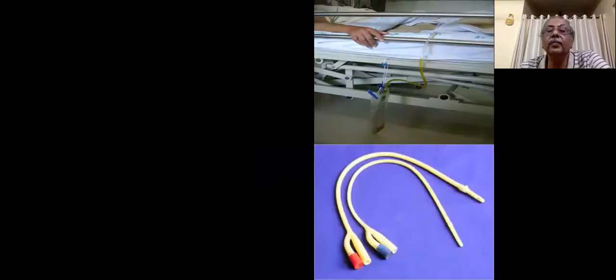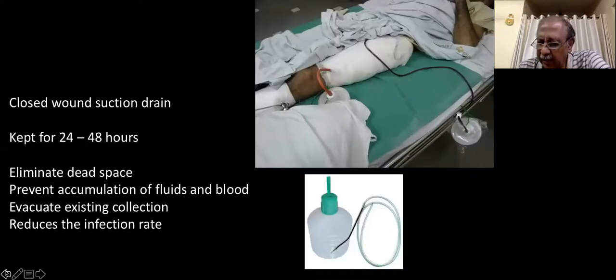Is there any condition where it is not being used? So usually if such a question is asked, you can say that it is not wise to use it when you are using antibiotic beads, because the antibiotic beads elutes antibiotic, and if you put a suction there, it will be sucked out by the drain.